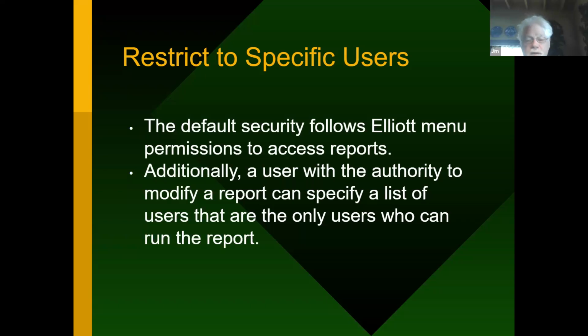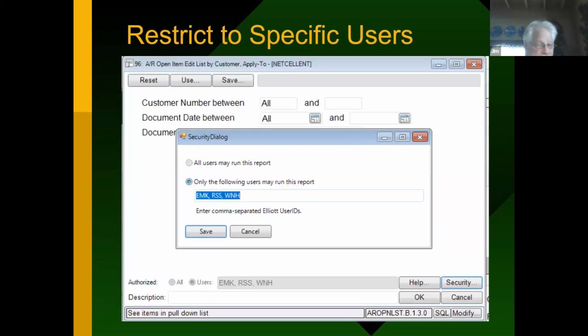But a user with the authority to modify a report, special users inside the company, will have the ability to specify a specific list of users that are the only users who can run the report. In this example, the person pressed the security button on the lower right, and up pops this dialog, and they can either select all users can run the report or only these users. In this case, you just put in a comma separated list of Elliott user IDs to run the report and press save. Those are the only people who would be able to run this report.